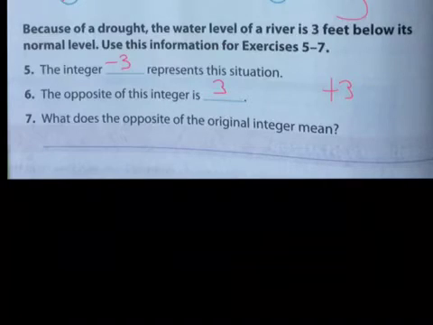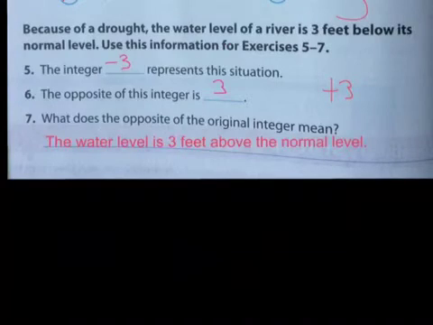What does the opposite of the original integer mean? What does that mean right here, the opposite? Well, the opposite means exactly that. If here it went below by 3, it's -3. If it goes only 3, it means it went up above. The water level is 3 feet above the normal level.